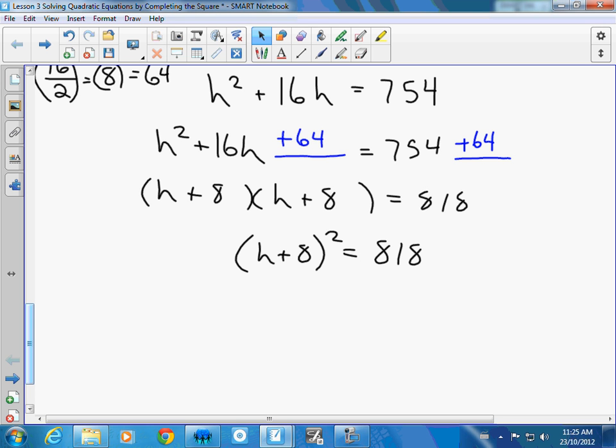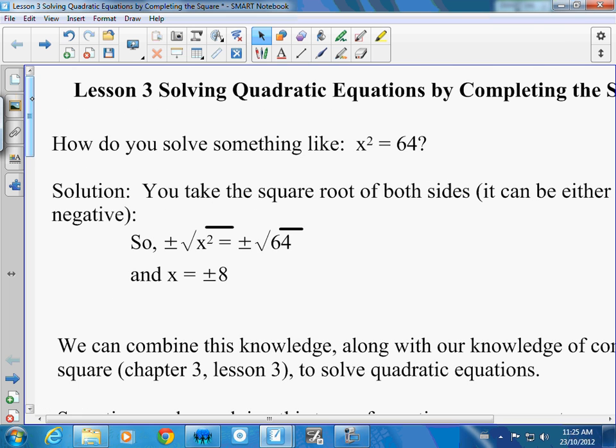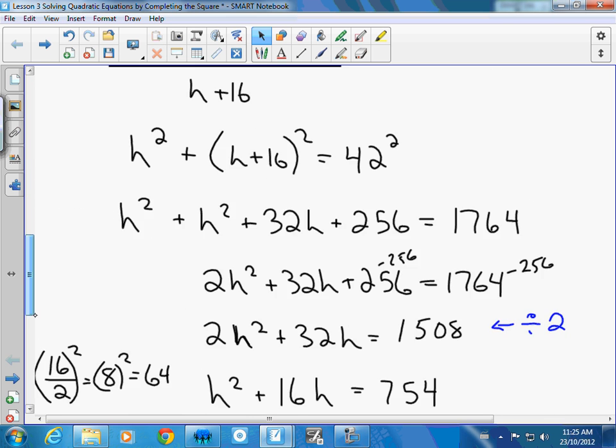Okay, so now you're looking at this and you're thinking, well, I still got to solve for h. But at the top of the page, way back here, when I gave you x squared equals 64, what did you do to both sides? You square rooted it, right? And you ended up with a what? Plus or minus.